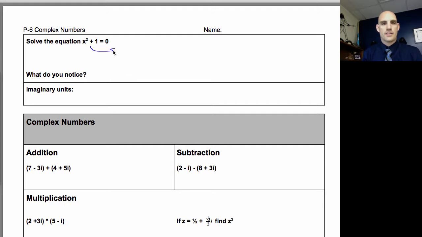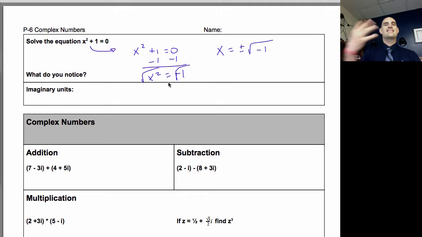So for example, when we look at this one, if I work on this one to try to extract square roots, and I subtract 1 from both sides, I end up with x squared is equal to -1. If I take the square root of both sides, I end up with x is equal to plus or minus the square root of -1. This is not possible. This is what we call an imaginary number. Imaginary units are when we have the square root of -1, and it's equal to the imaginary unit i.